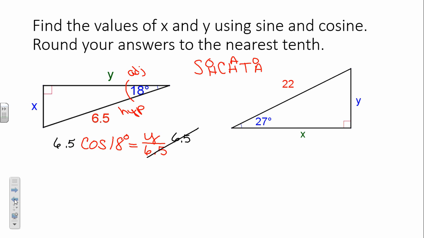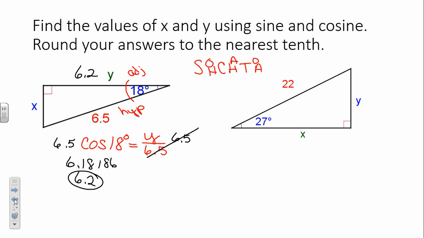So show me that for work, and then it's calculator work. Set it up. Tell me what you're doing in your calculator. So 6.5 times cosine of 18, 6.18. And they said to the nearest tenth, so this is going to round to what? 6.2. Make sense? Okay, so now we want to find the other leg.